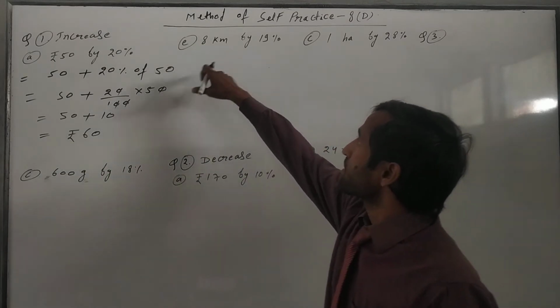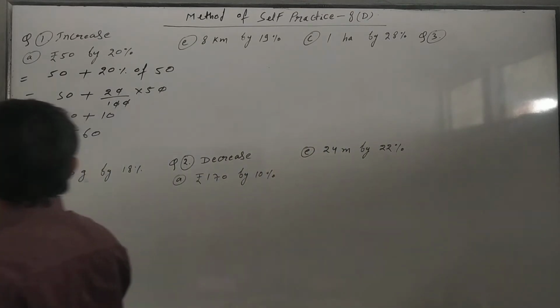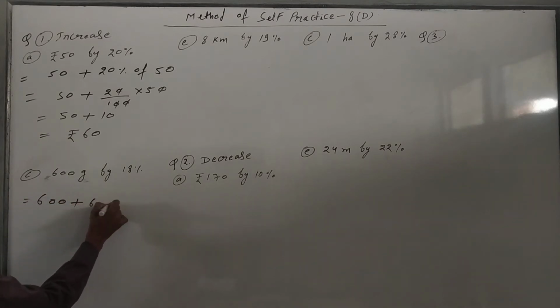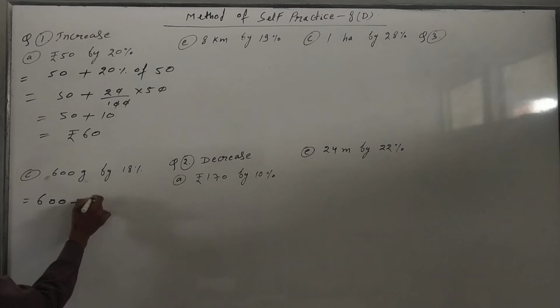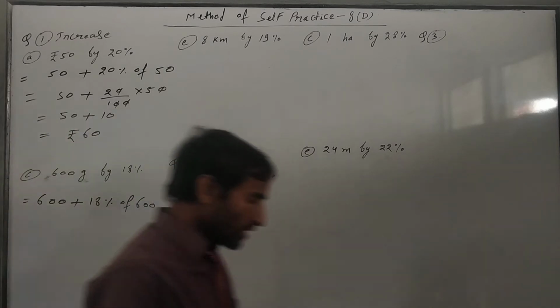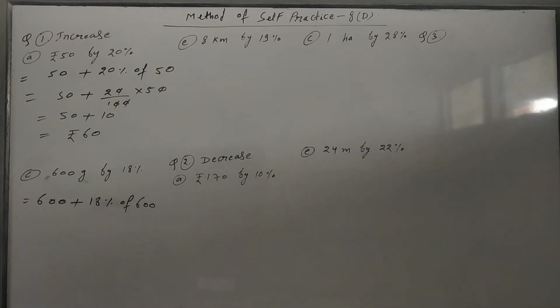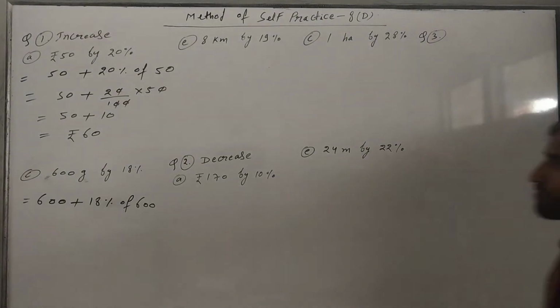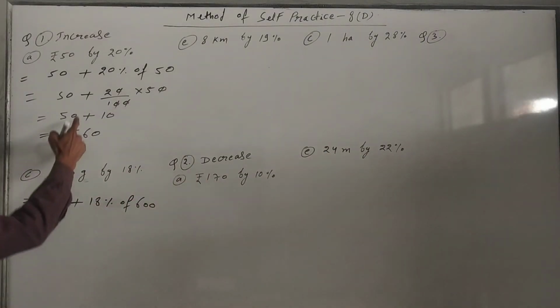Next question, C part: 600 gram is given and we have to increase it by 18%. So how do we increase by 18%? For that, we do 600 plus 18% of 600 gram. We follow the same process as in the previous part.